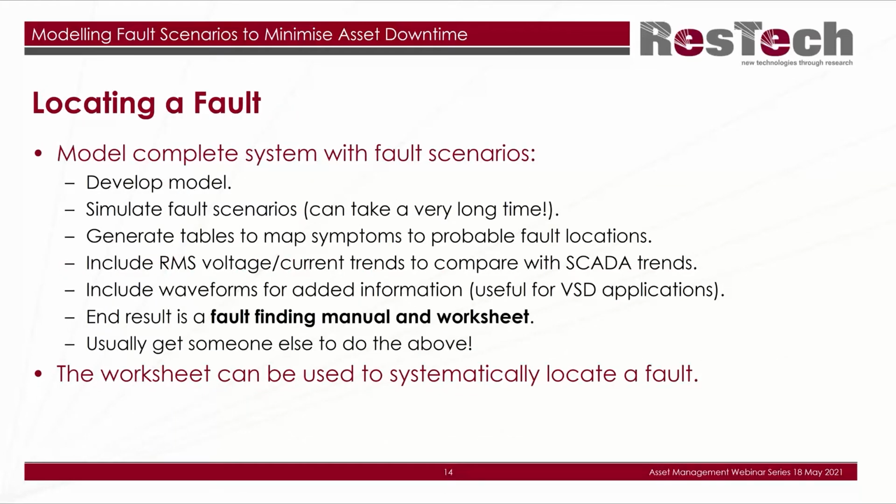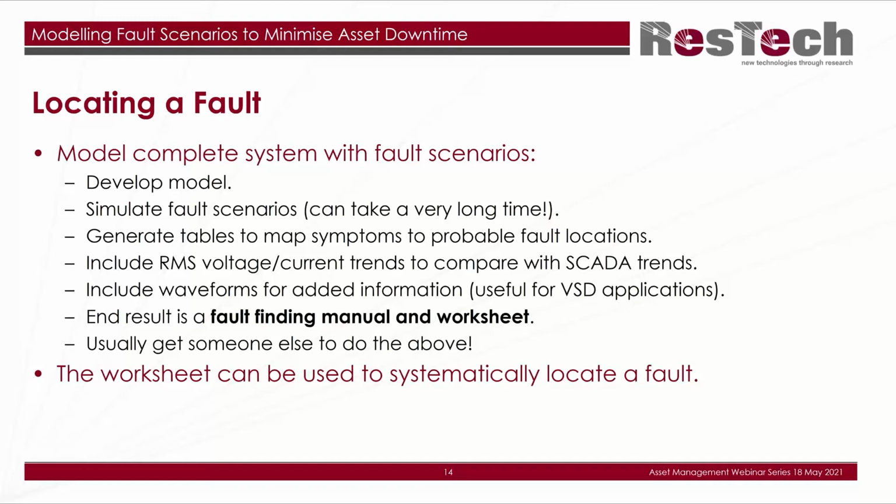Now, how we actually go about locating the fault is the key thing for this presentation. After we've done those three things that I described, we need to actually develop a model of the system, and that model also includes being able to model the faults that we've identified. This particular model is not a trivial model. It can be quite a complicated model, especially if you have a medium-sized system with a DCB with a number of outlets and a number of loads. It can be quite complex.